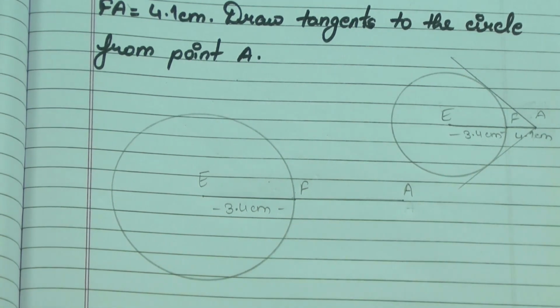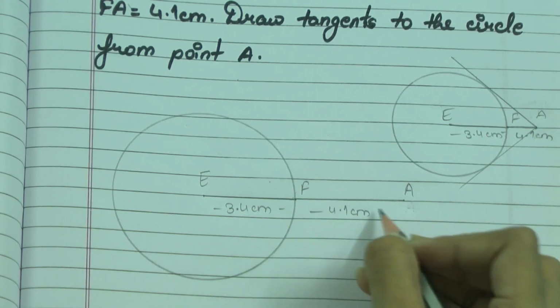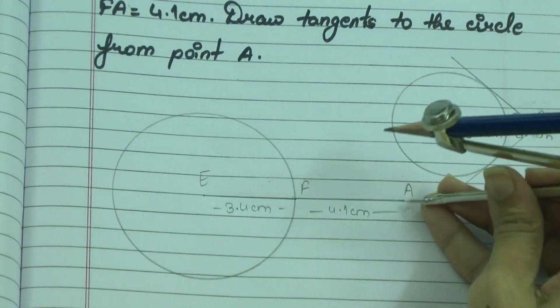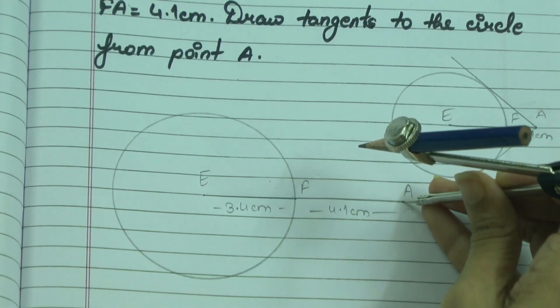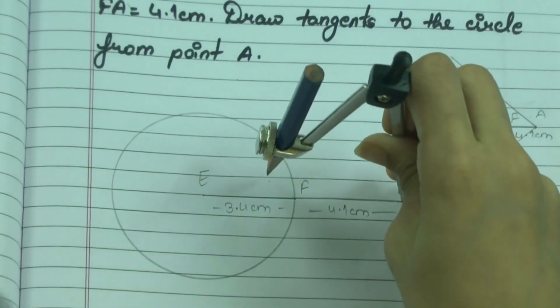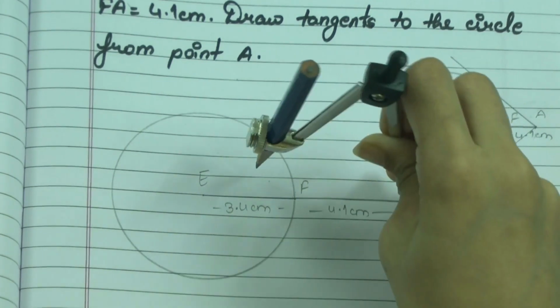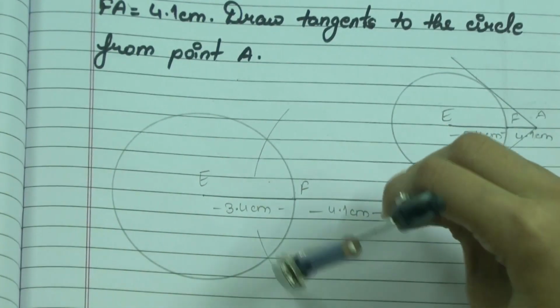Now, point A is at 4.1 distance from the point F. Now children, as usual, we have to draw tangent from the point A. So, we are going to bisect the line EA by taking more than half. Give an arc above the line, give an arc below the line.